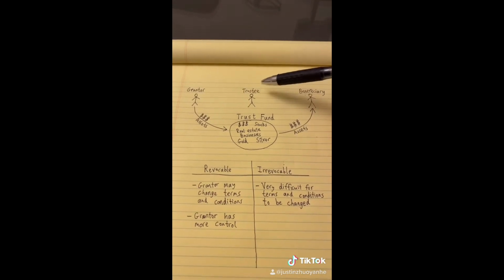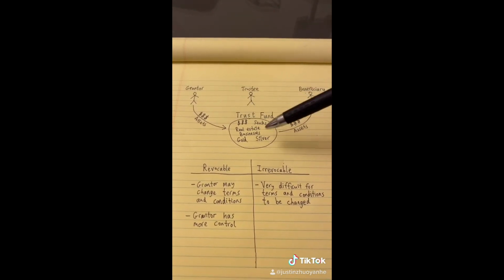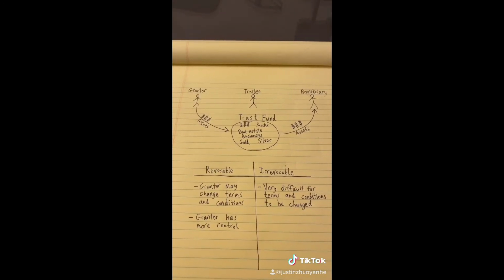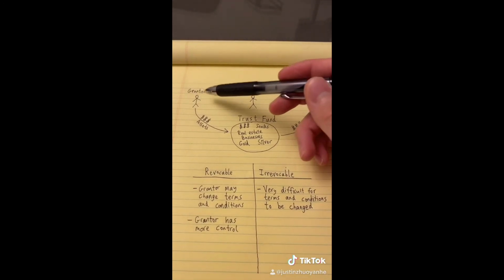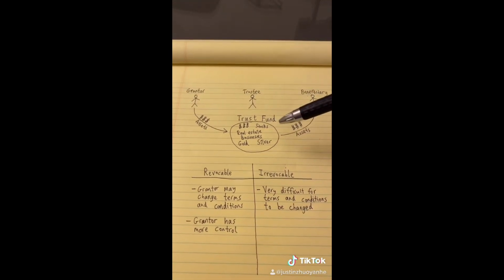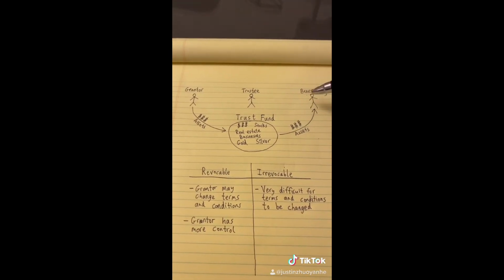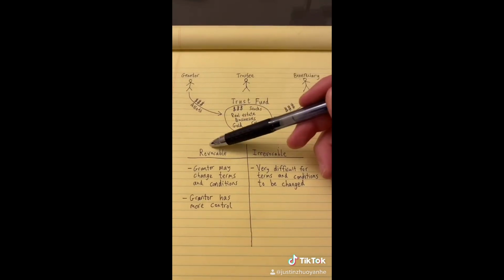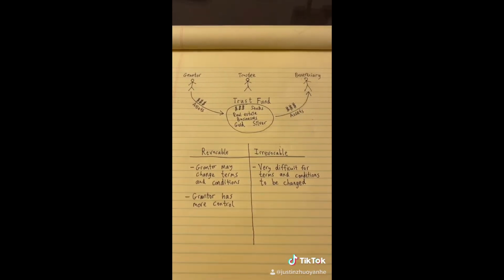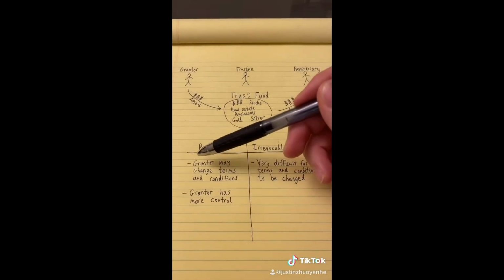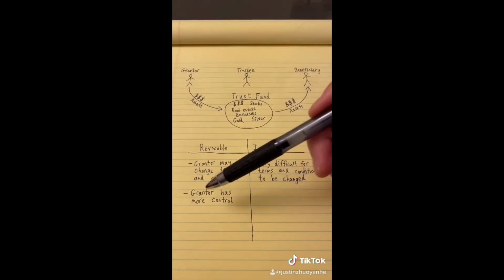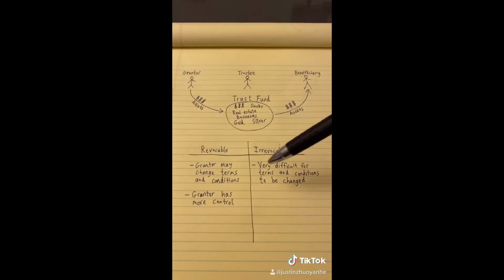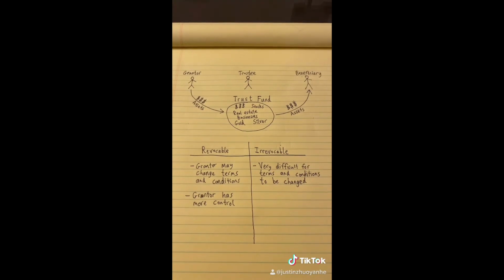The trustee is responsible for managing the trust fund and growing the assets over time, usually through investment. Depending on the terms and conditions the grantor sets, the proceeds of the trust fund are distributed to the beneficiary. So there are two types of trust funds. There are revocable funds and irrevocable funds. For revocable trust funds, the grantor may change the terms and conditions, and he or she usually has more control. For irrevocable trust funds, it's very difficult for the terms and conditions to be changed.